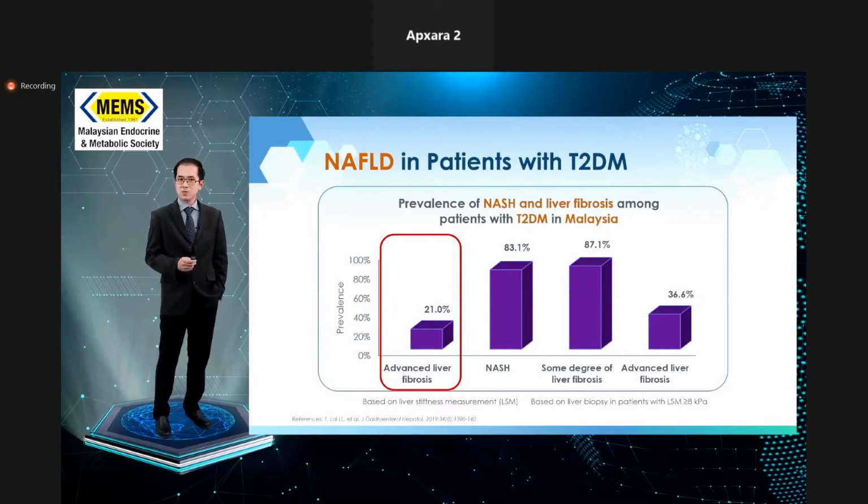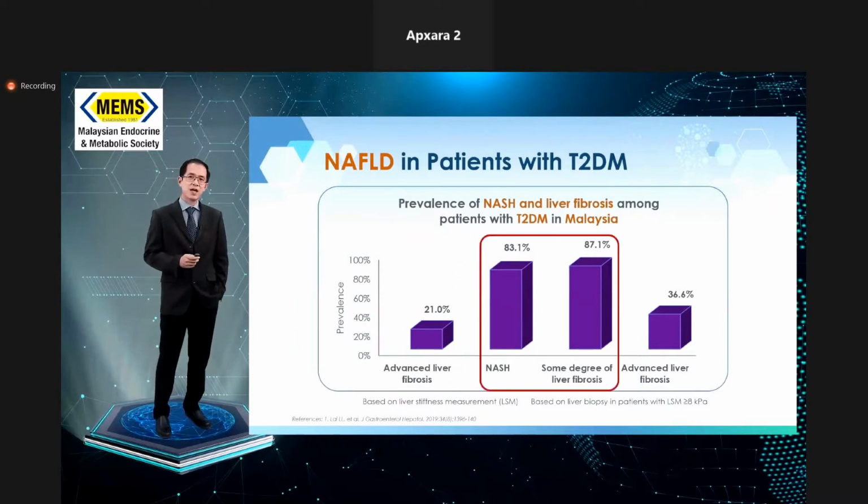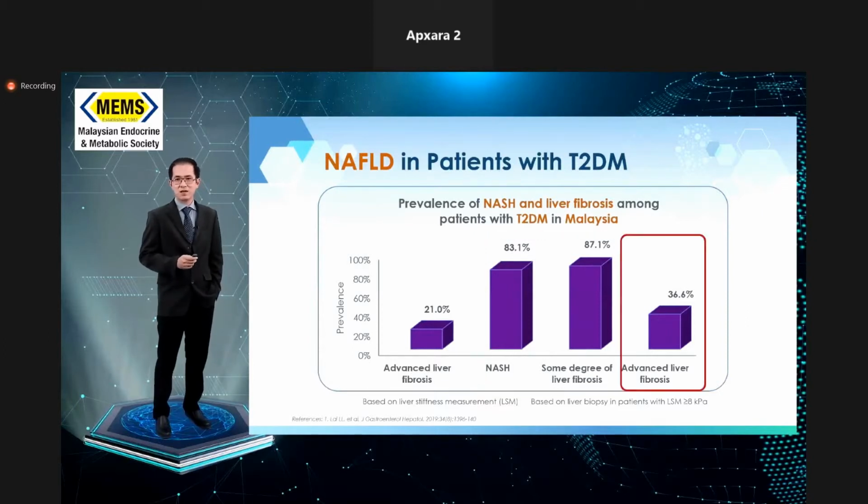And among those patients with elevated liver stiffness measurement more than 8 kilopascal, who were referred to the gastroenterology and hepatology clinic and who underwent liver biopsy, you can see that the majority of them had NASH and some degree of liver fibrosis. Furthermore, more than 1/3 of patients had advanced liver fibrosis based on liver biopsy.